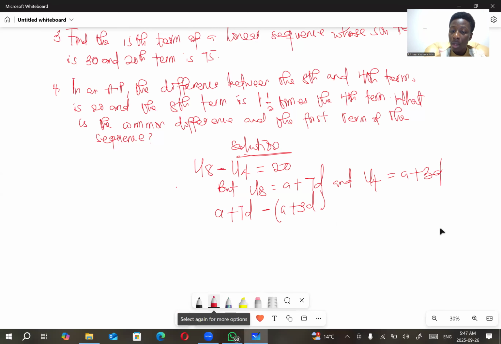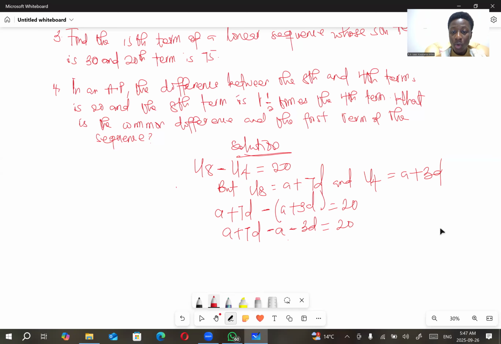That's it. I'm done representing it. So it's equal to what? 20. Now, before you name it as equation one, you can solve it algebraically. Before we come to the next line of the question, let's solve it properly. So A plus 7D. The moment you introduce a bracket, it opens, right? Minus A, minus 3D equals 20.